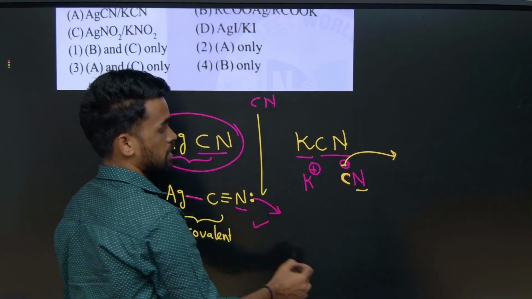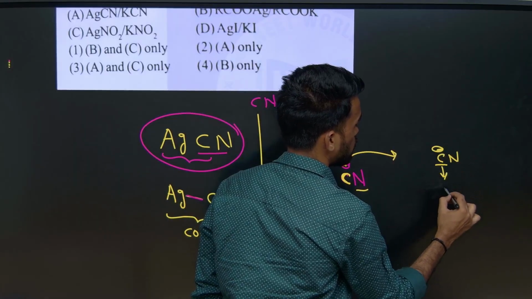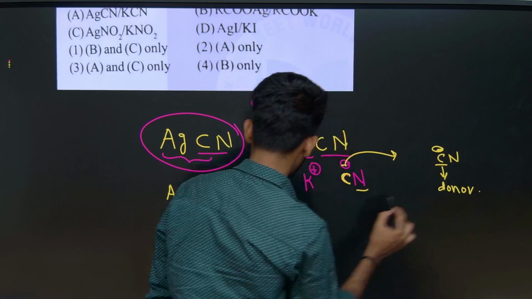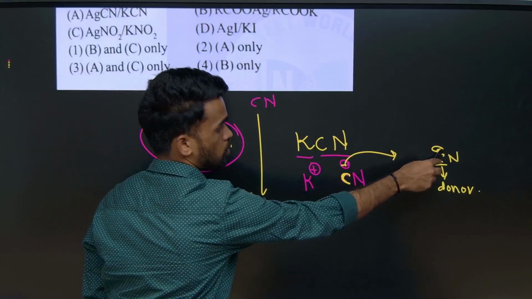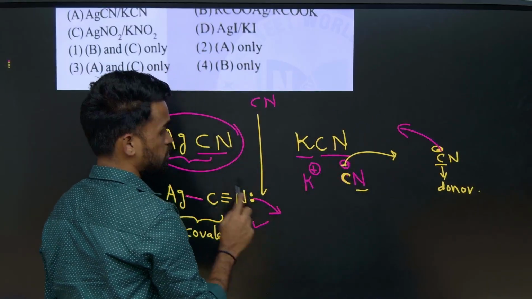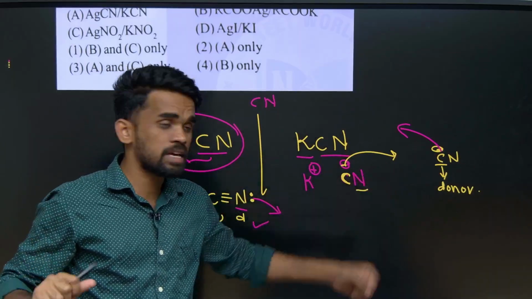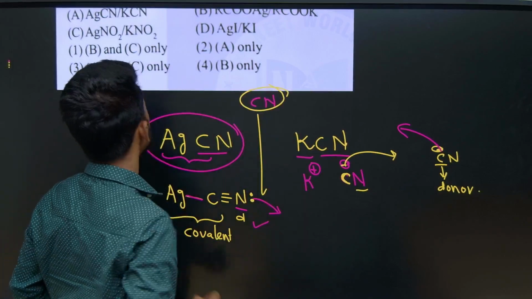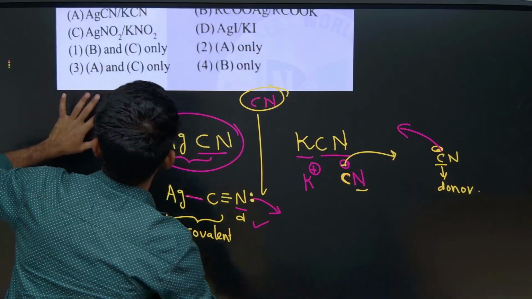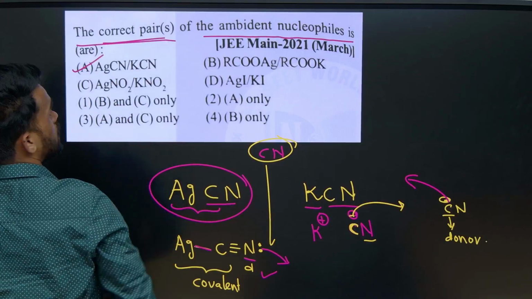So in KCN, CN minus will be the donor, like carbon is a donor atom, and here nitrogen will be the donor atom. So if it makes a bond, here it is making a bond. So on both sides, in this case it is nitrogen, in this case it is carbon. Therefore, can I say here CN minus, whatever the first option is, it is an ambident nucleophile only, it contains an ambident nucleophile here, okay.